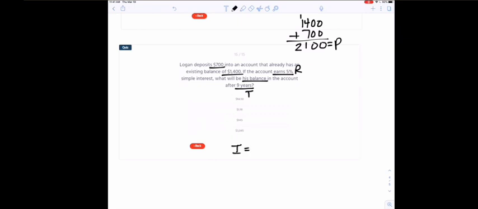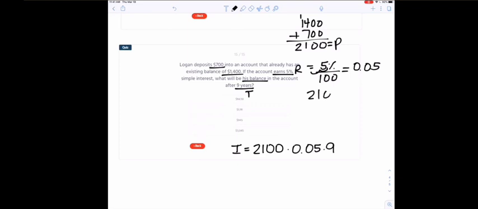Okay? So let's plug everything into our equation. Interest equals principal times rate, which we're going to turn into a decimal real quick. We're going to divide by 100, which means we move it 1, 2 to the left, and this becomes 0.05, times 9 years. So let's start with 2100 times 0.05.